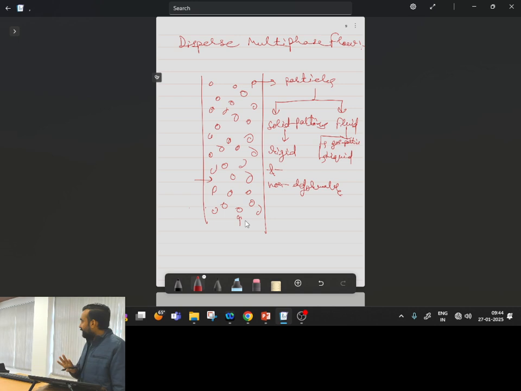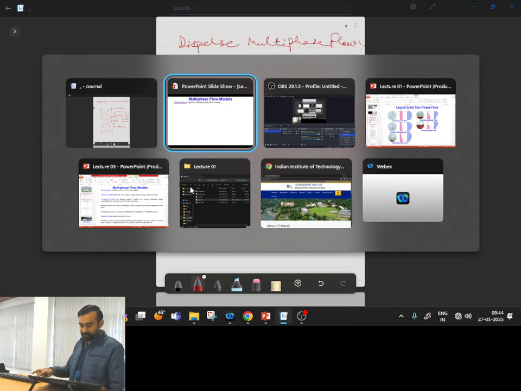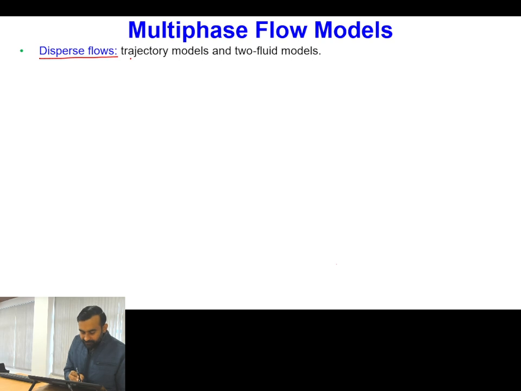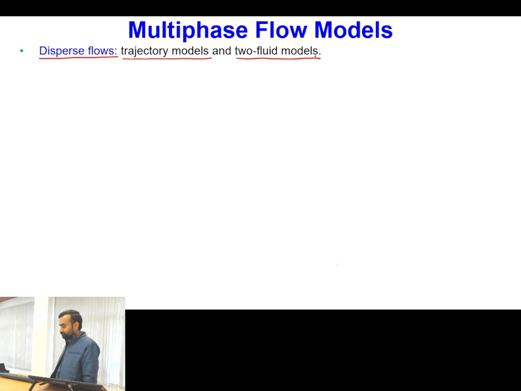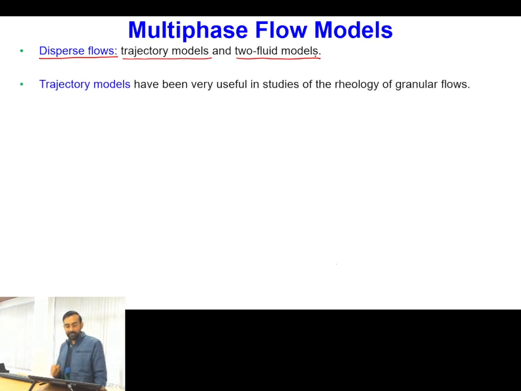So this point is clear. Now if I have to model these two situations, I can model them in different ways. Either I can use the trajectory model or I can use the two fluid model. Now we have to understand the difference between trajectory model and two fluid model. Let us first talk about the trajectory model.